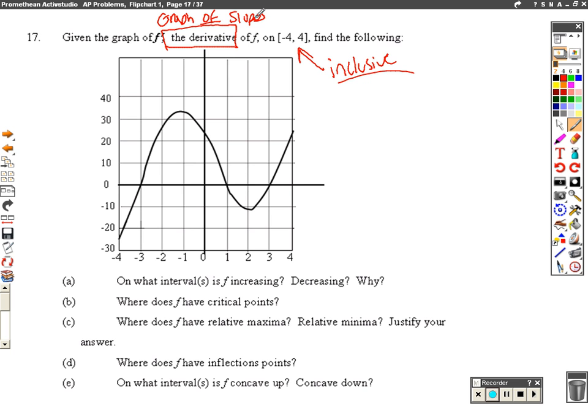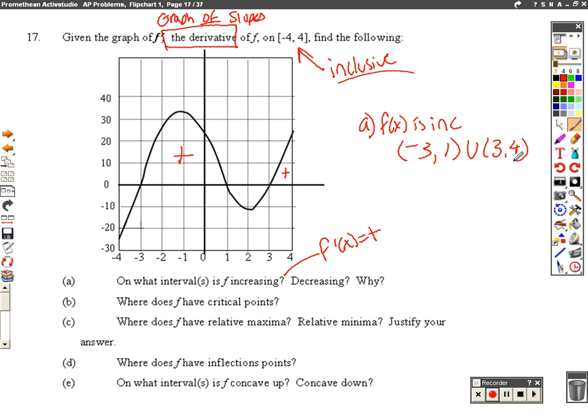Okay, so in what intervals is f increasing? Well, the function is increasing when f prime of x is positive. And this is f prime of x. So where is it positive? It's positive above the x-axis. And that will be, so let me just write it right here. F of x is increasing from -3 to 1, and from 3 to 4.